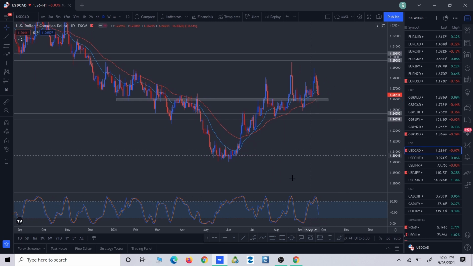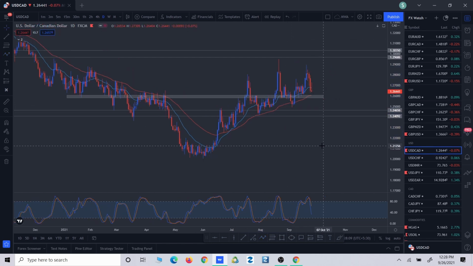On USDCAD, as we can see, price is making higher highs and higher lows on the daily. So starting from here, we have high, low, higher low, and these two highs are the same, so we will consider them the higher highs. And now the price is between this high and this low. As we are making higher highs and higher lows, we are bullish.